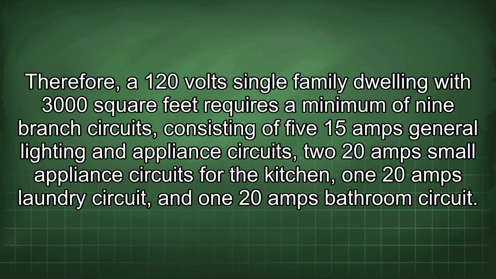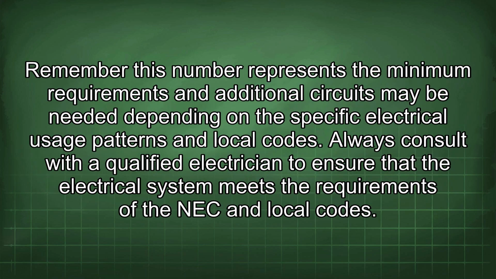Therefore, a 120-volt single-family dwelling with 3,000 square feet requires a minimum of 9 branch circuits, consisting of 5 15 amp general lighting and appliance circuits, two 20 amp small appliance circuits for the kitchen, one 20 amp laundry circuit, and one 20 amp bathroom circuit. Remember, this number represents the minimum requirements, and additional circuits may be needed depending on the specific electrical usage patterns and local codes. Always consult with a qualified electrician to ensure that the electrical system meets the requirements of the NEC and local codes.